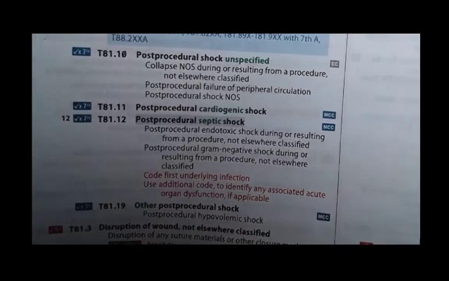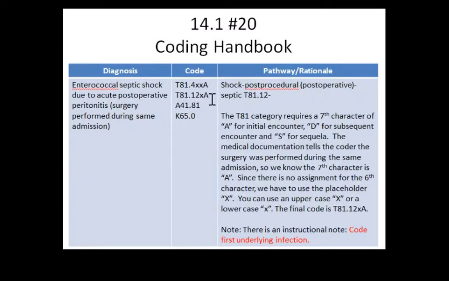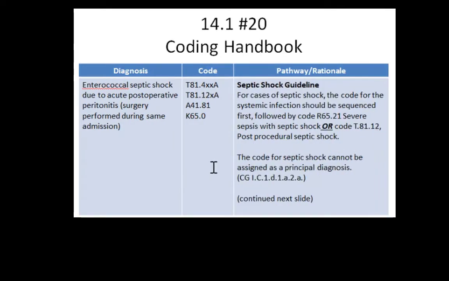And that explains how we get back to this code right here, T81.12XA. I have this guideline here just to help us in the sequencing of those 2 T81 codes. And this is the guideline I used for cases of septic shock. The code for the systemic infection should be sequenced first, followed by the code for the severe sepsis, or code T81.12, which is your shock.